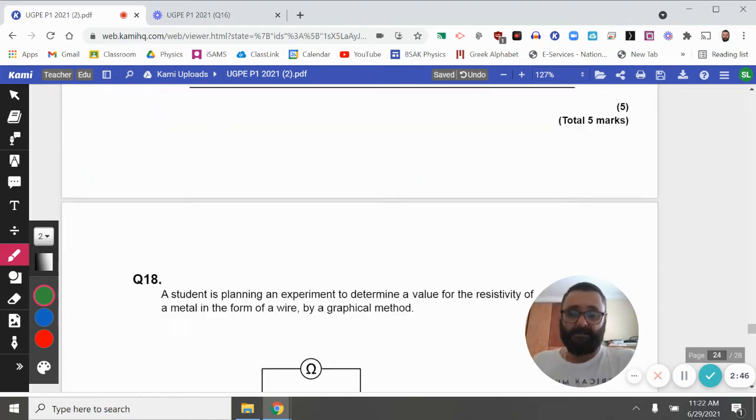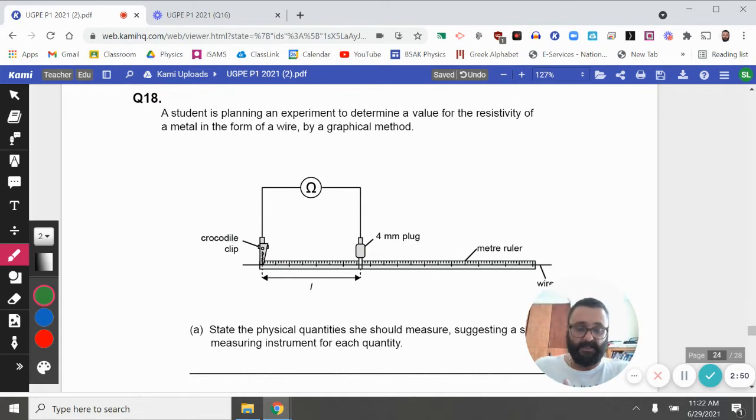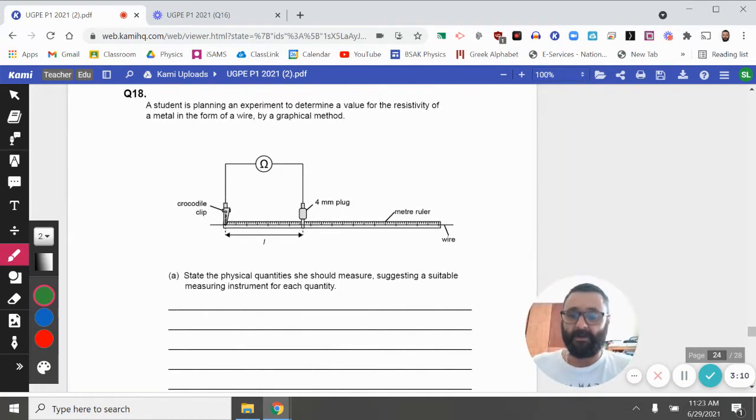Right, question 18. Similar deal. It wants us to explain how we use the measurements to find resistivity. But first, it talks about the method a little bit here. State the physical quantities we should measure, or she should measure, suggesting a suitable instrument for each. Now, what have we got?